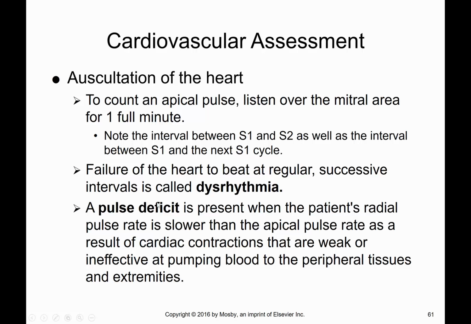With patients who do have heart problems, I do feel that you need to palpate for a pulse deficit. So that means you're listening to the apical heart at the same time as you're palpating the radial artery. And if you detect a pulse deficit, it is because you heard the heartbeat, but you did not palpate a pulse with that heartbeat. That is a pulse deficit.